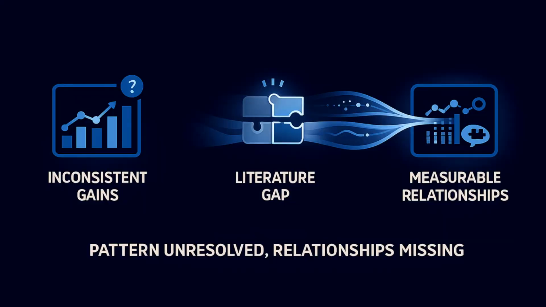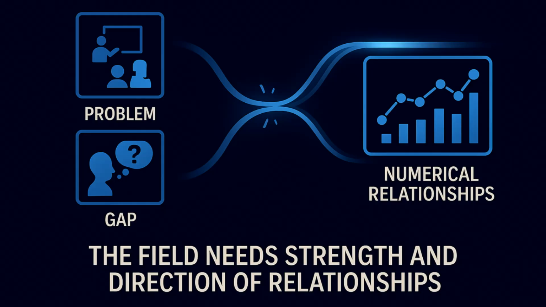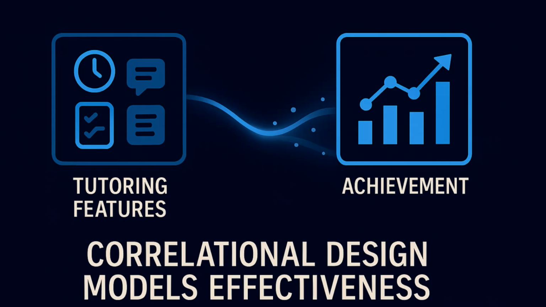The research problem identifies an unresolved pattern of inconsistent achievement gains, and the literature gap reveals a missing body of knowledge on measurable relationships among established variables. Understanding whether particular components of tutoring contribute to improved outcomes requires empirical evidence rather than interpretive insight. Together, the problem and the gap indicate that the field needs numerical knowledge about the strength and direction of relevant relationships. A quantitative correlational design is necessary because it can model the relationships among tutoring features and achievement, providing the statistical evidence required to evaluate the intervention's effectiveness.